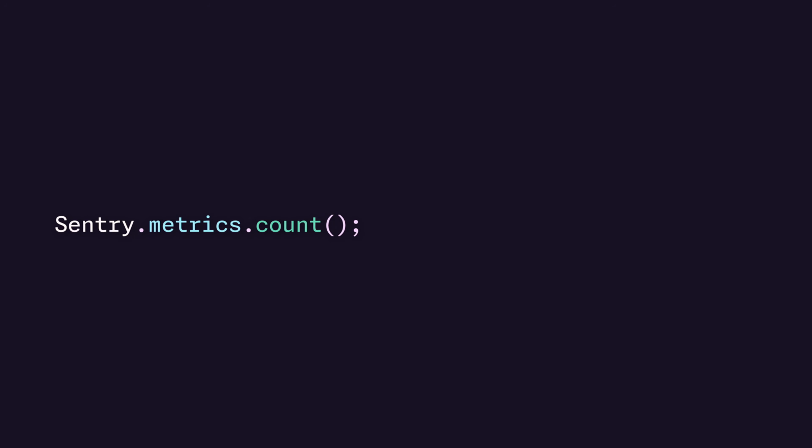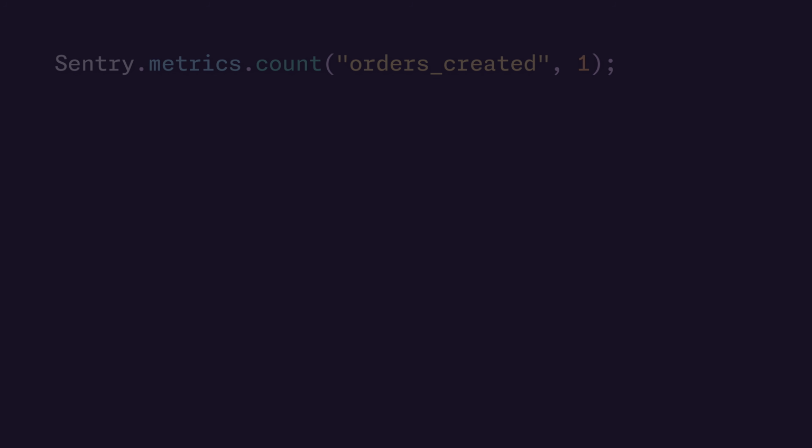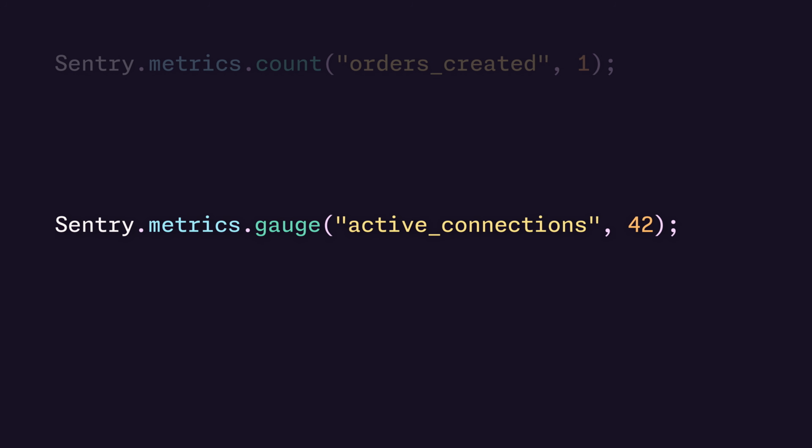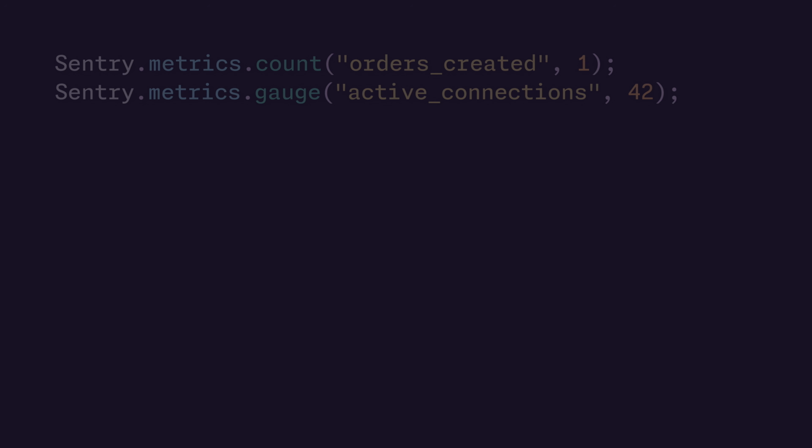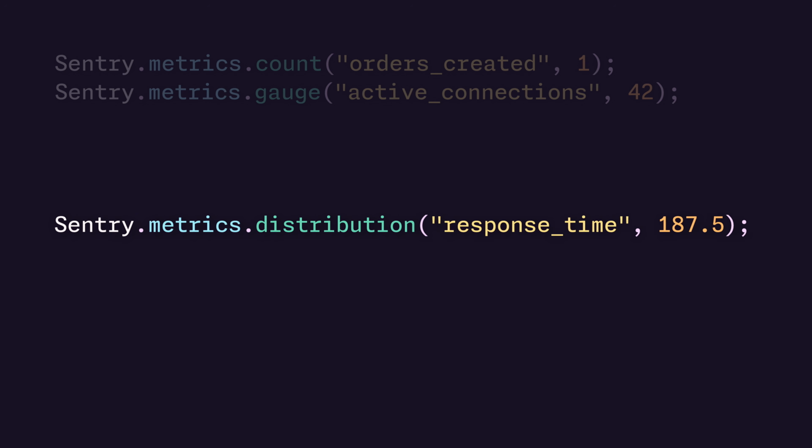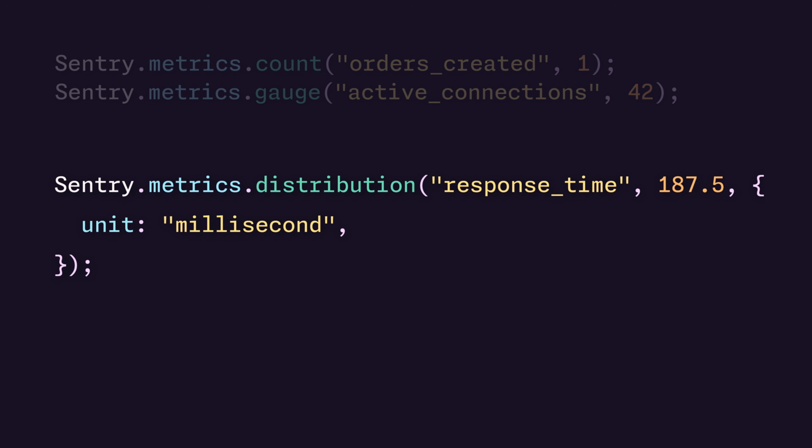Sending these is pretty straightforward. You use the Sentry SDK, usually in the same places where you're already handling the events you care about. For a counter, you call sentry.metrics.count. Give the metric a name and pass the value you want to count. For a gauge, you call sentry.metrics.gauge and send the current value. For a distribution, you call sentry.metrics.distribution, send the value, and optionally include a unit like milliseconds.